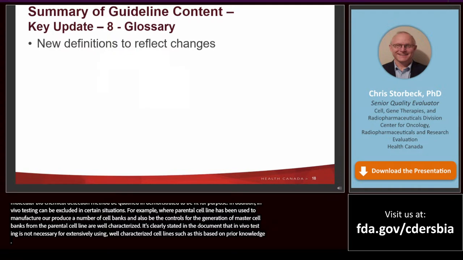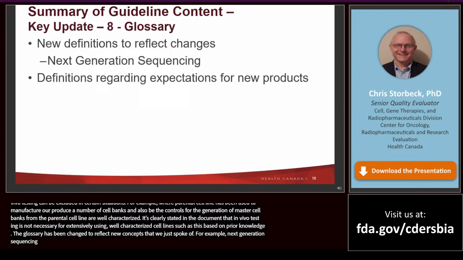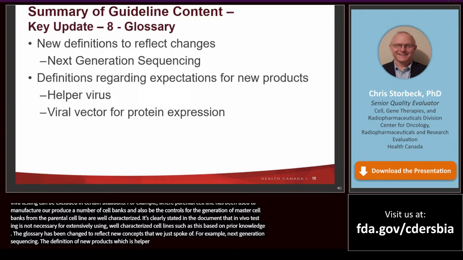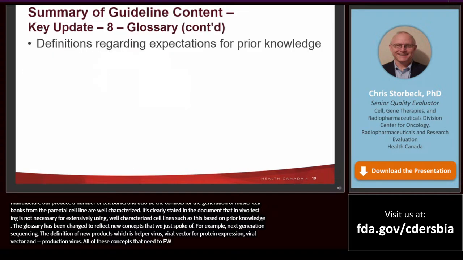And the glossary has been changed, of course, to reflect new definitions for new product types and new concepts that we just spoke of. For example, next generation sequencing, and definitions regarding expectations for new products, such as the helper virus, viral vector for protein expression, viral vector derived products, and master virus seed and working virus seed and production virus. All concepts that need to be clearly defined.